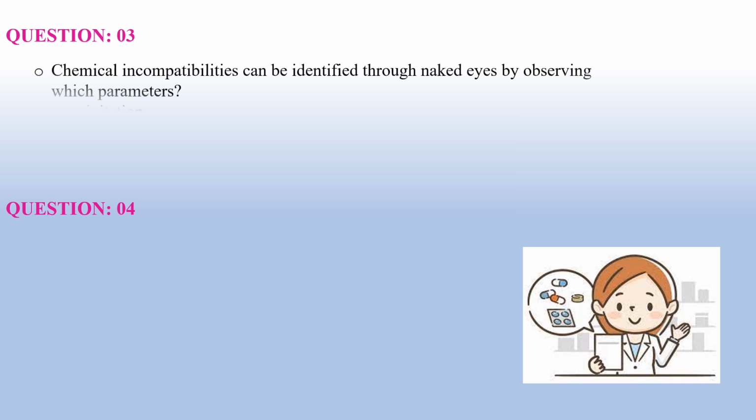Next question is, chemical incompatibilities can be identified through naked eyes by observing which type of parameters? The options are A. Precipitation, B. Thickening, C. Turbidity, D. All of the above. And the answer is all of the above.